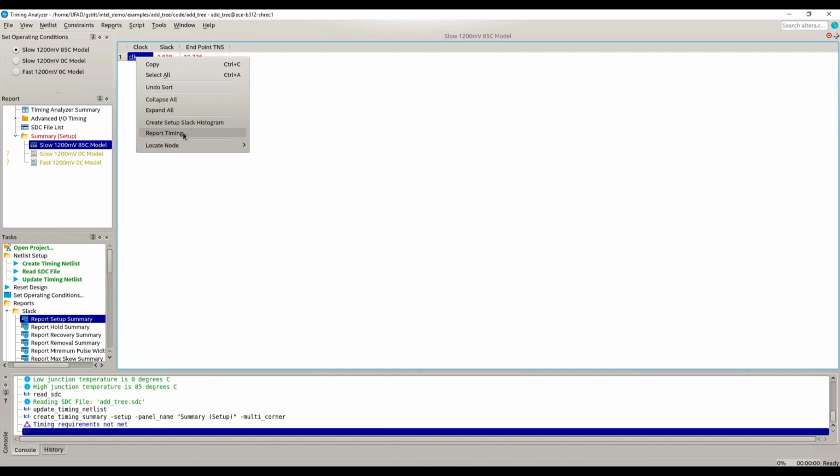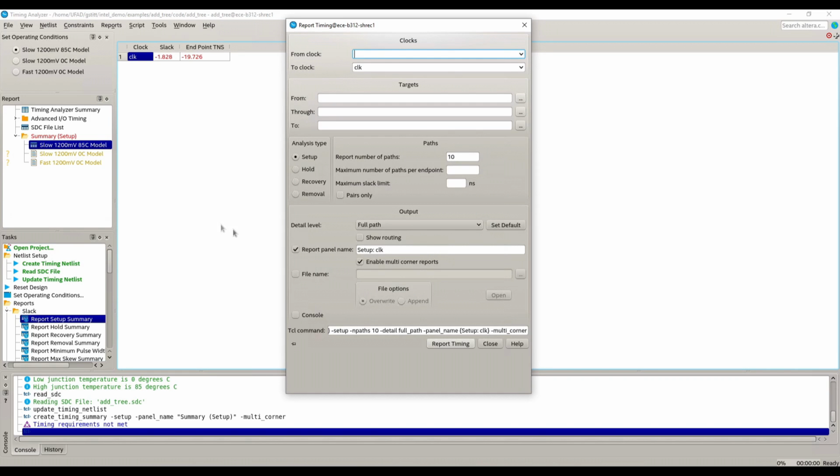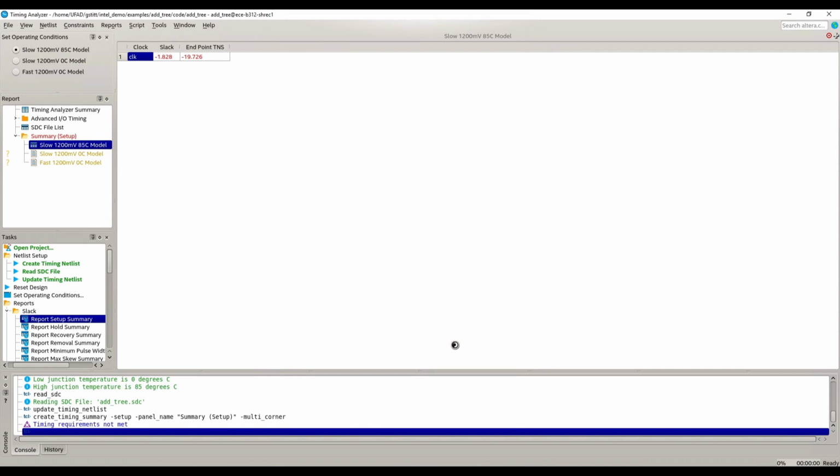But now we're going to right click it and go to report timing. And here you'll probably just want to accept the defaults. What you might want to change is the number of paths that get reported. So here we have a total negative slack of negative 19 nanoseconds. So we probably have maybe tens of failing paths. If this was a negative 100, you'd probably have a lot more paths that are failing. And if you want to analyze those all at the same time, you would probably want to increase this number. But we're just going to leave it at the default of 10 and click report timing.